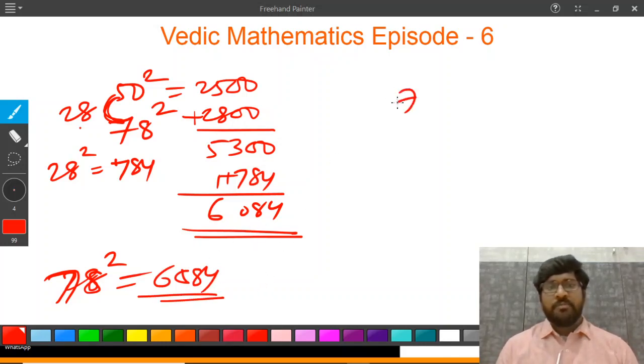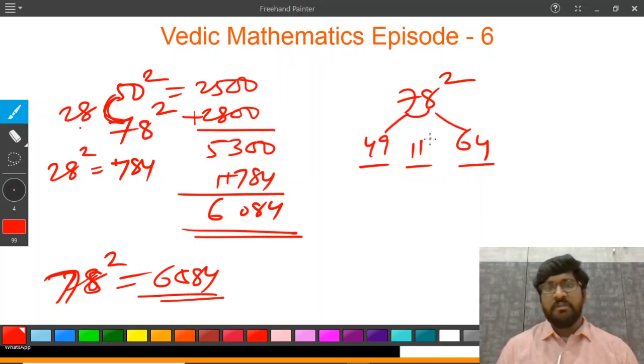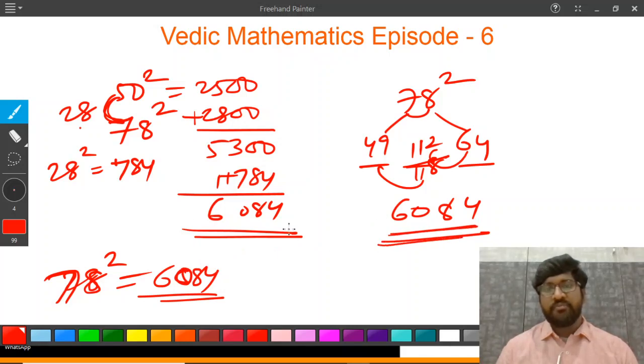Now you can also check by the other method, 78 square, in case you have any doubt. 8 square is 64, 7 square is 49, in between 2ab is 56 to 112. So here 4 and then 6 carry, this becomes 118, 8 here, 11 carry, 59, 49 plus 11 is 60. So we got the same answer, 6084. Therefore 78 square is 6084.